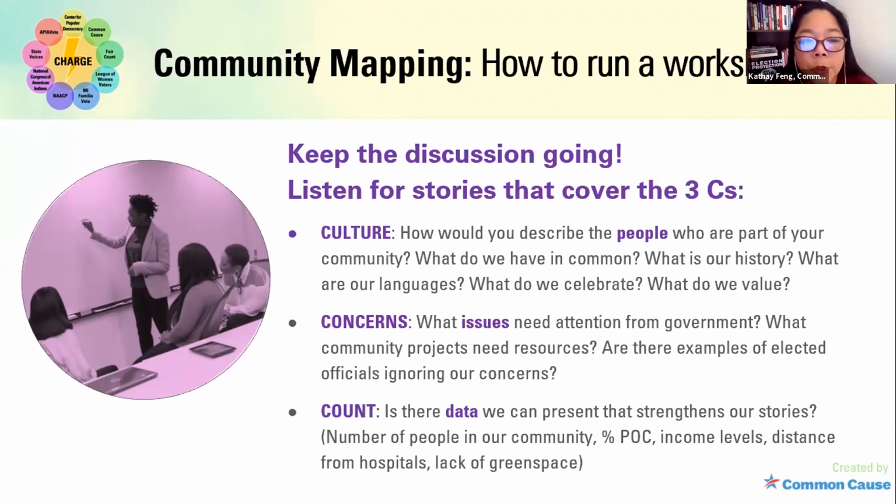The third C is for counts. You'll want to research additional data that can be used to strengthen our community stories about who we are, what our concerns are, and where we live. In the Redistricting Community Handbook, you can go to pages 12 and 15 through 17 to get more details about these 3 C's. Next slide.